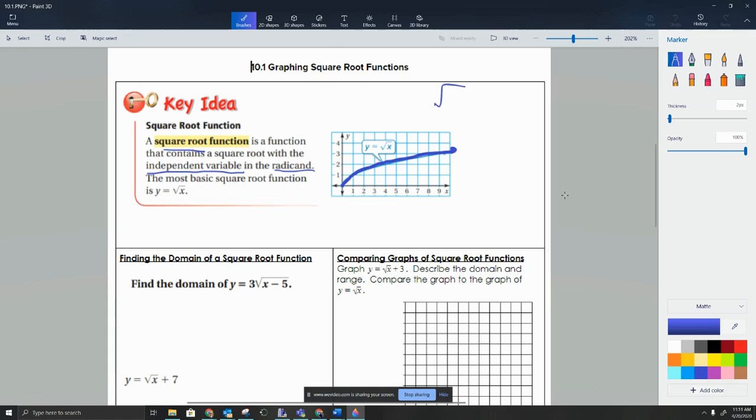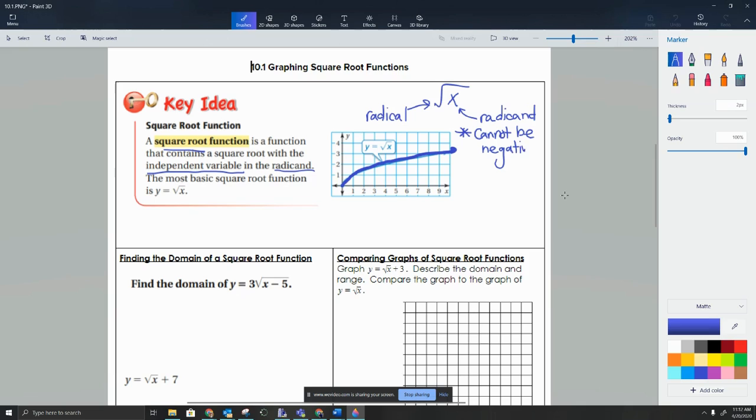When we're talking about a square root symbol, the symbol itself is called the radical symbol. That's the official name of it. And the value or expression inside the square root symbol is called the radicand. The big thing that we need to remember here is that the radicand can never be negative.